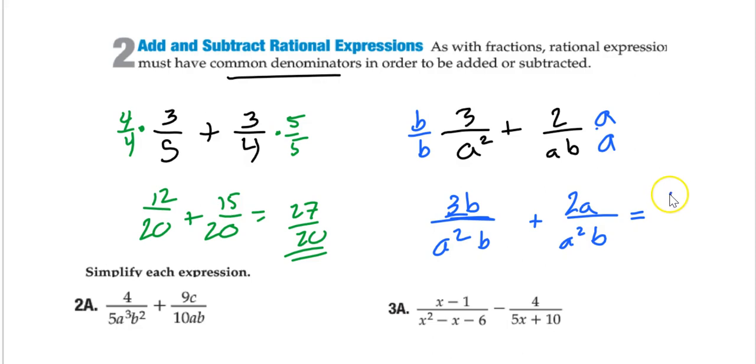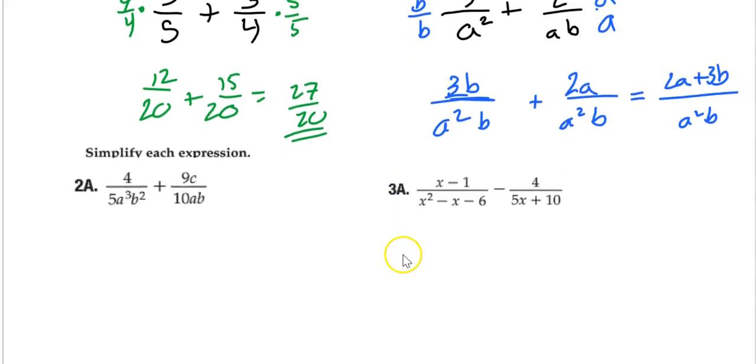I can't do anything with the top besides rewrite it. That's just the way it is. And you get this, right? Same concept, just now applying it to variables and stuff. So let's do a few examples.